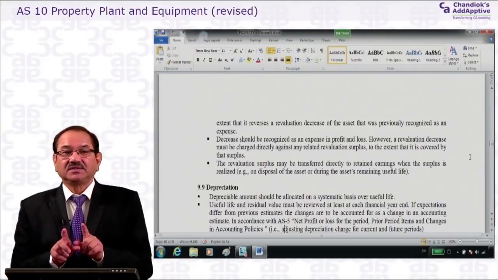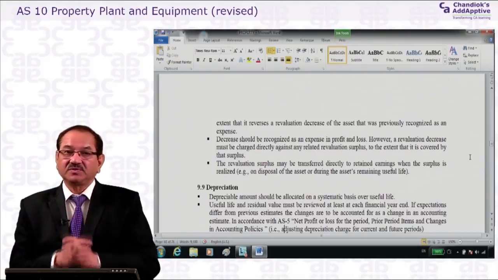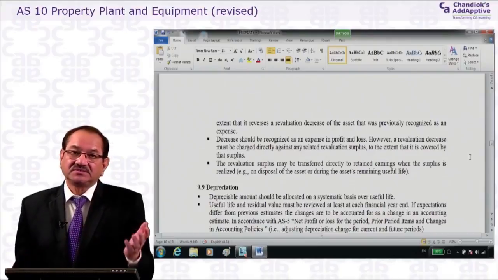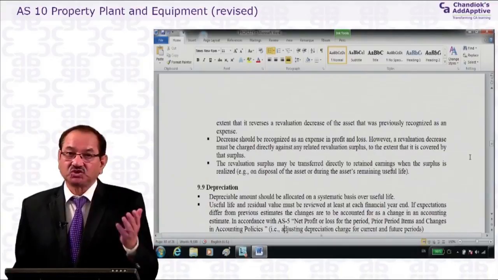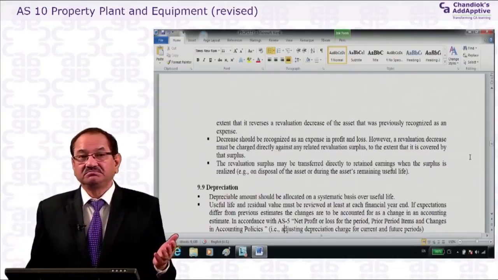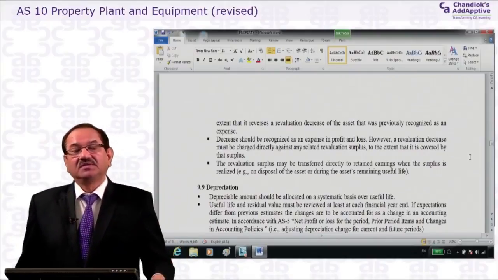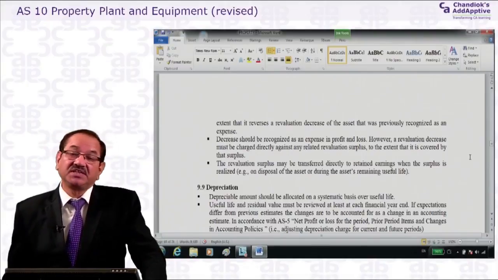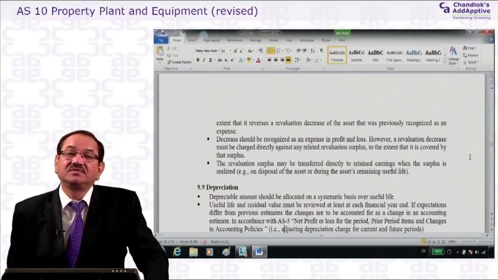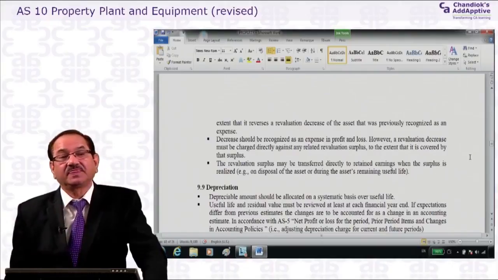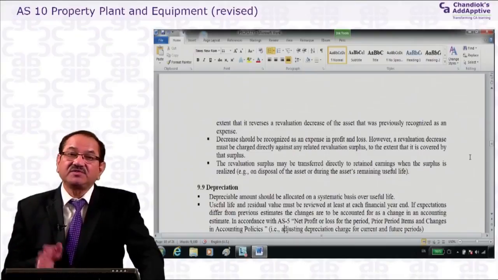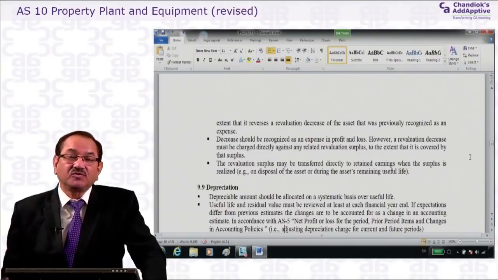In summary, we have dealt with the property, plant and equipment. What is the meaning of property, plant and equipment? Its scope, bearer plant, agriculture activity. You have an initial cost, dismantling cost at present value, exchange of assets at fair value. The concept of fair value has come in between. How to treat initial measurement, subsequent cost, and the subsequent measurement to the initial measurement. What will be the subsequent measurement?